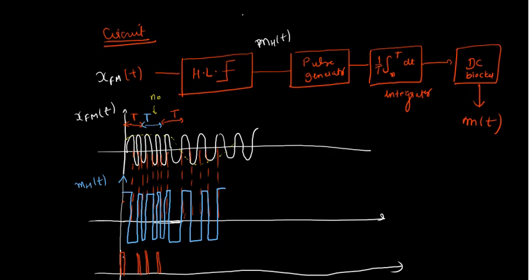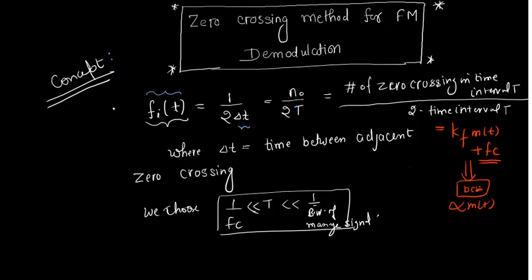So what would be the time interval between two adjacent zero crossings? T by n naught. Similarly, we can calculate for this time interval and this time interval, and it will give you the instantaneous frequency corresponding to that time interval. But the question is, how should we choose this time interval T? We should choose T in such a way that it is greater than 1 upon fc and less than 1 upon the bandwidth of the message signal.